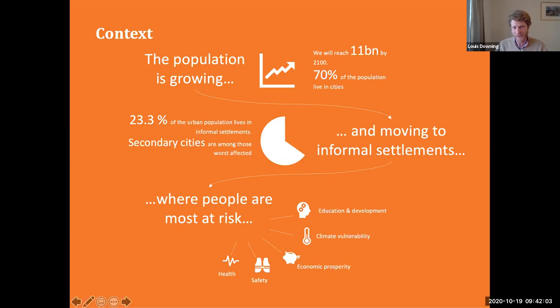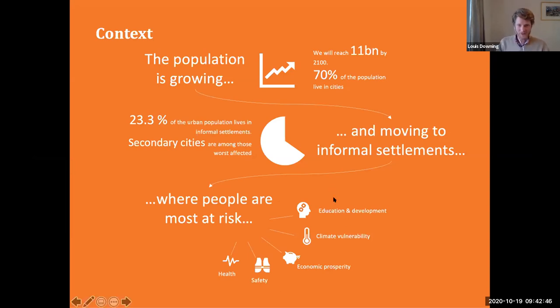Currently, 23% of the urban population lives in informal settlements, and secondary cities are some of the worst affected. So this is also a growing issue. And these are places where, in a lot of ways, people are at most risk of existing challenges and other emerging challenges. We're talking about health, safety, economic prosperity, climate vulnerability, so that the changes in climate that are forcing things like flash flooding or extreme heat and other things that are required.